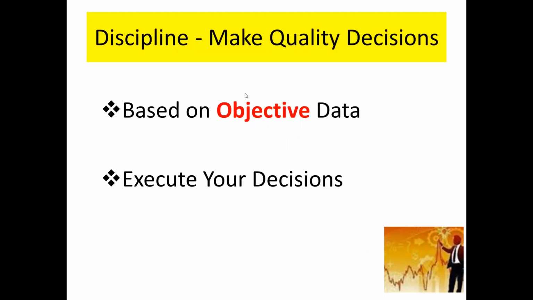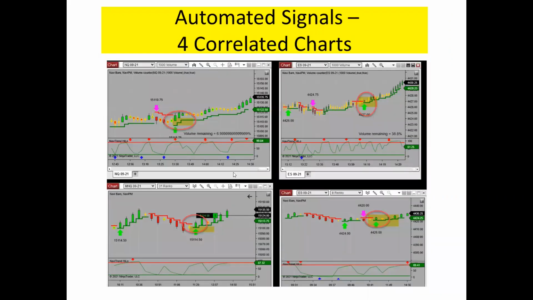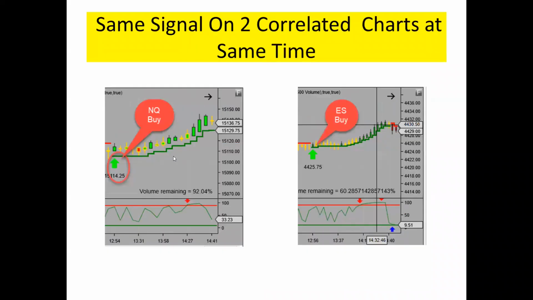All right, so discipline is very important with trading. You want to make sure the trades you're taking are based on objective data. You want to execute your decisions, and you want to manage your risk. So again, here is an example where we've got 4 charts, all telling you the same signal at the same time.